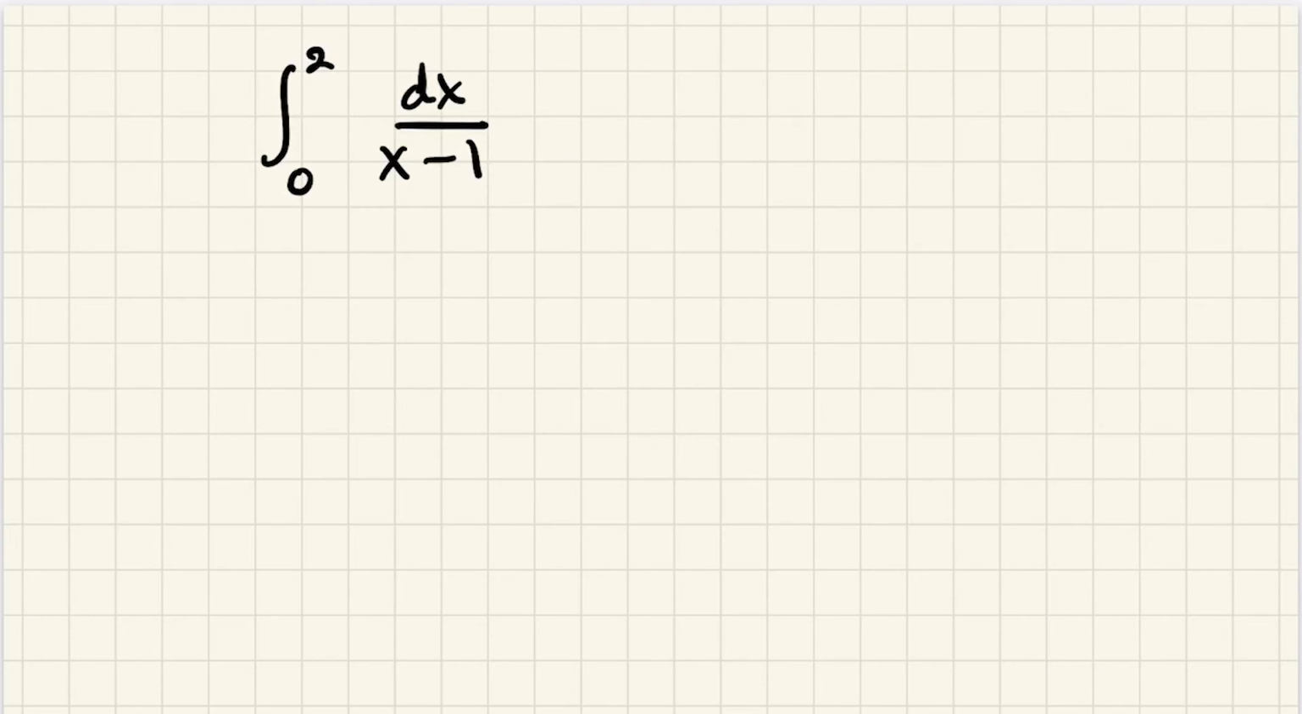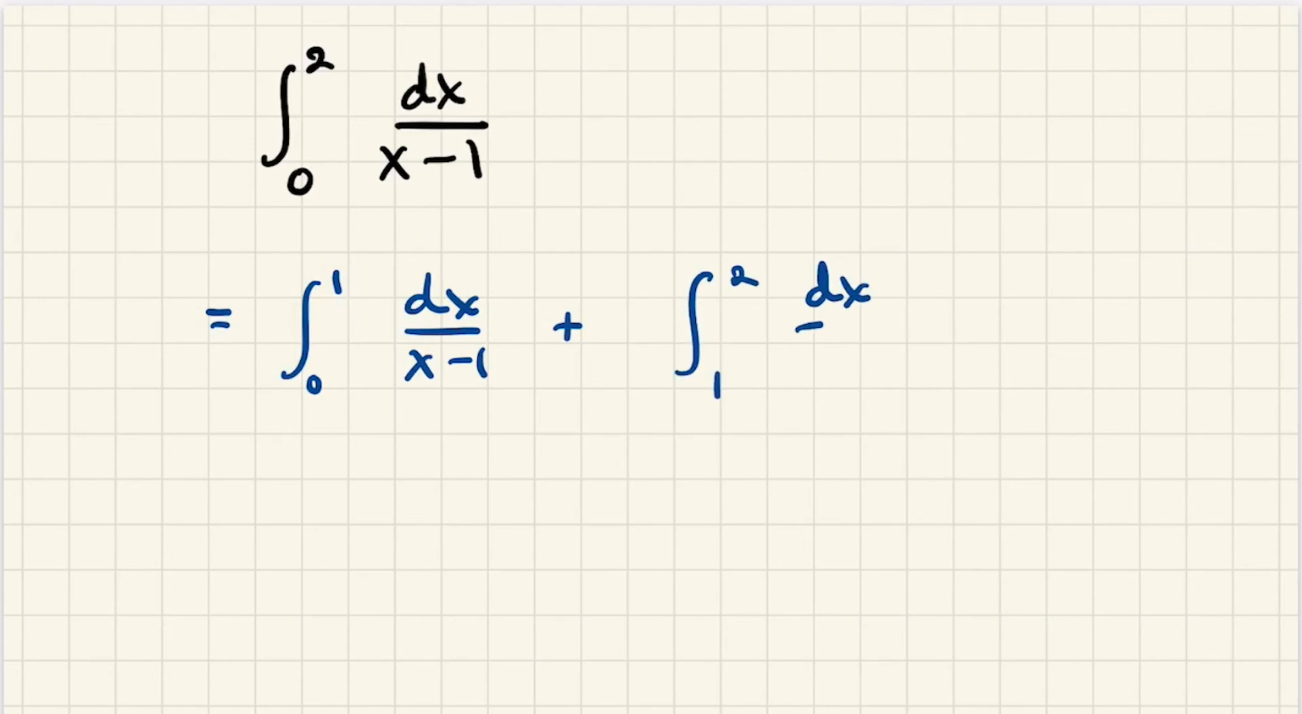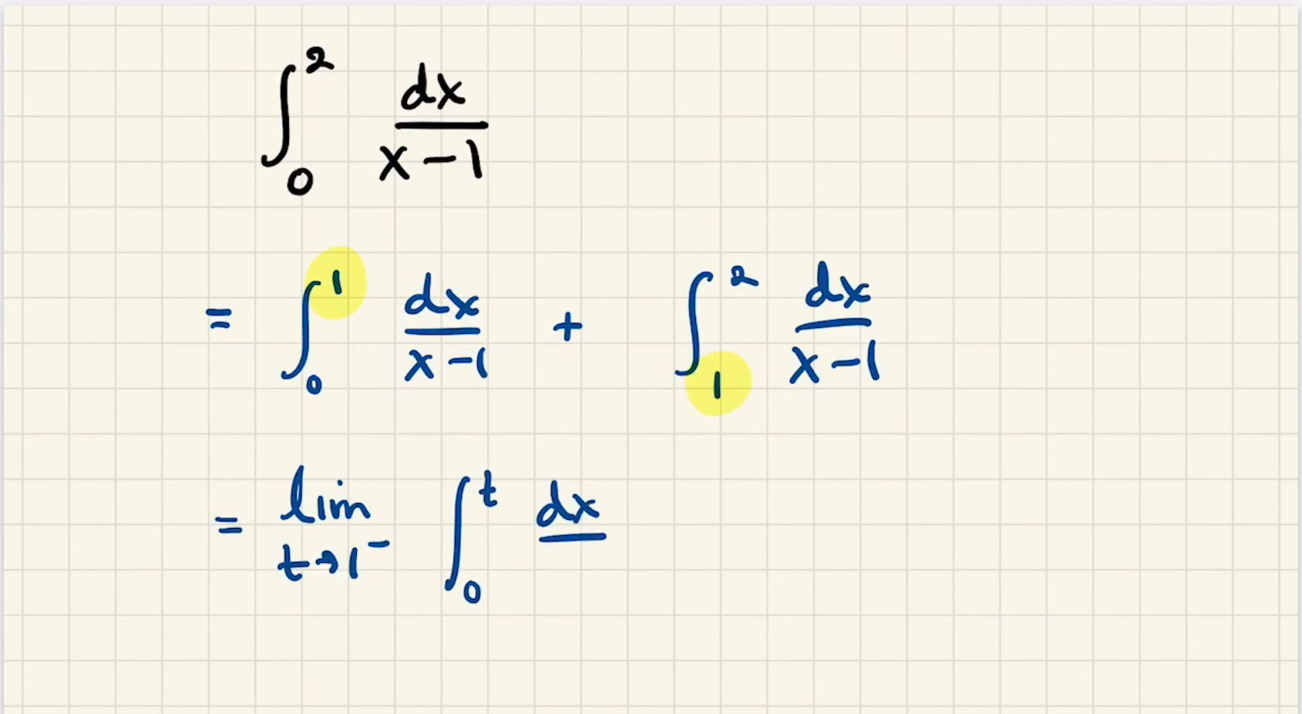So we would really have to say, well, this is like integrating from 0 to 1 plus integrating from 1 to 2. And each of those are still improper with a bad guy. Here the bad guy is the upper limit, and on that one the bad guy is the lower limit. So now we can write this as a limit. So we can say limit as t approaches 1 from the left of the integral from 0 to t, plus the limit as t approaches 1 from the right of the integral from t to 2.